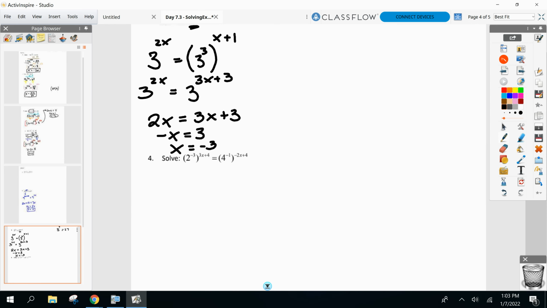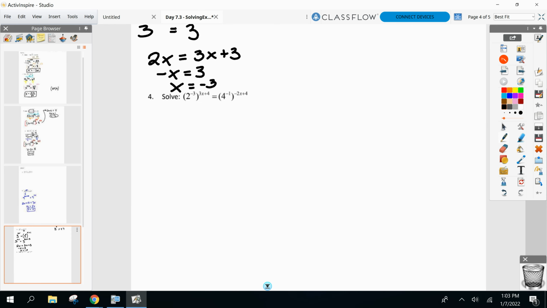All right, number 4 looks like a hot mess here. Can we clean it up first? Forget about changing the base. Can you just clean this up here? So it's 1 exponent and 1 exponent. 2 raised to the what? Negative 9x minus 12 equals 4 raised to the what? 2x minus 4. I just wanted to clean it up. It looks a little better.